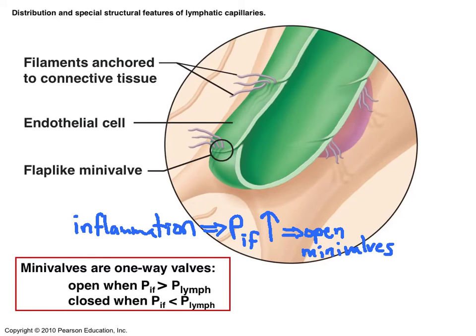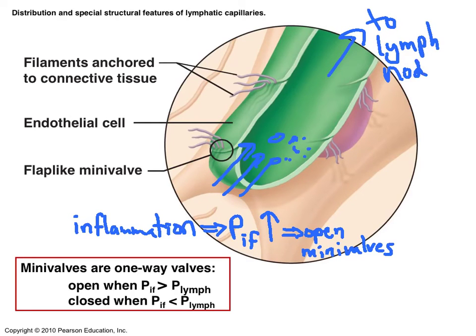This allows inflammatory cells, cell debris, and any bacteria or viruses to flow into the lymphatic system and drain straight to the lymph nodes. And in those lymph nodes, you have immune cells waiting, ready to attack any harmful organisms that come their way.